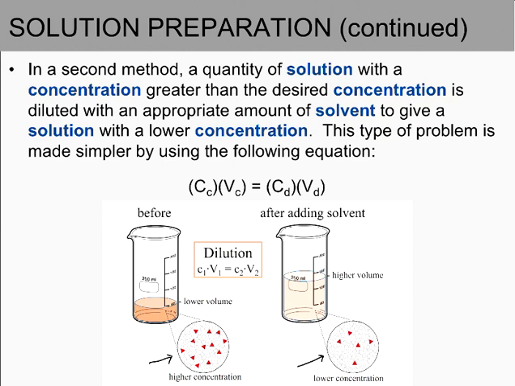So the equation up above is CC times VC equals CD times VD. So let's talk about what that means.